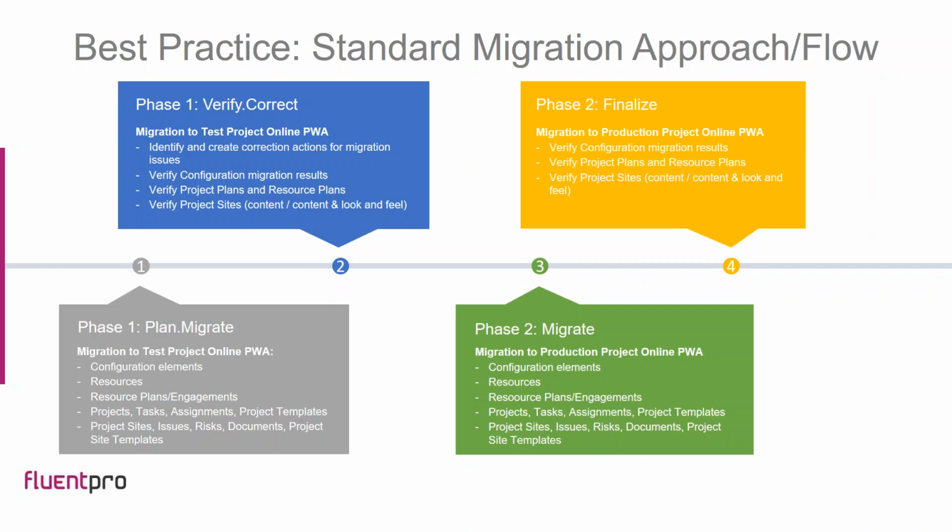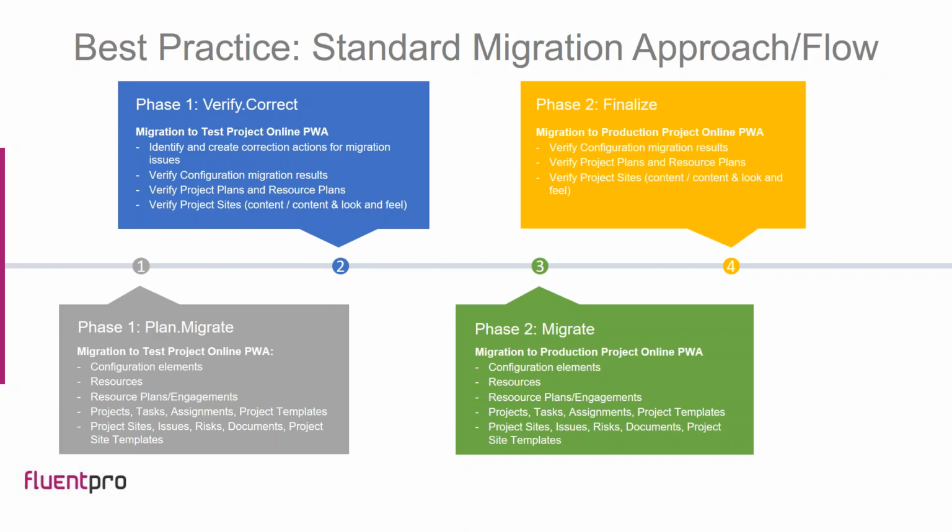All the aspects of migrated data should be verified, making sure that all the data was moved correctly and integrity is preserved. And phase 2 is migration to production environment. It is a separate PWA. So basically, migration to test PWA is performed to one PWA in the tenant, and production migration is done to a separate PWA.